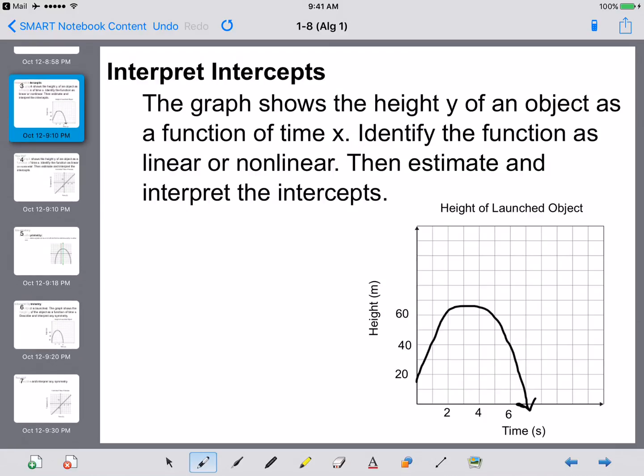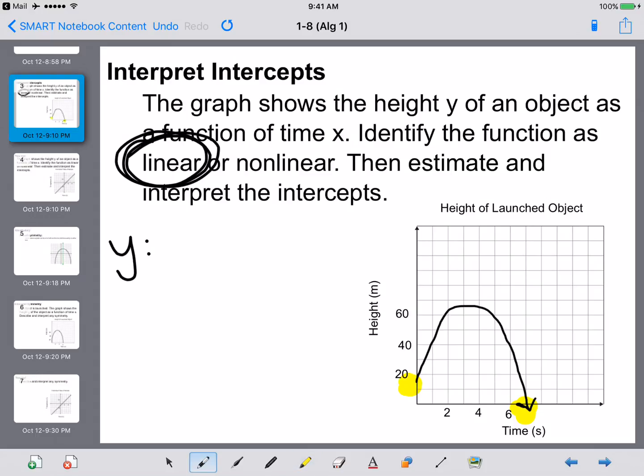So here we need to interpret our intercepts. It says the graph shows the height y of an object as a function of time x. Identify the function as linear or nonlinear, and then estimate or interpret the intercepts. Well, our graph here doesn't make a line, so it's nonlinear. And I'm just going to circle it to save us workspace down here. It then says to estimate and interpret the intercepts. Looking at this, it's the height of a launched object. So whatever this object is, when we start is our y-intercept, and where it ends over here is our x-intercept.